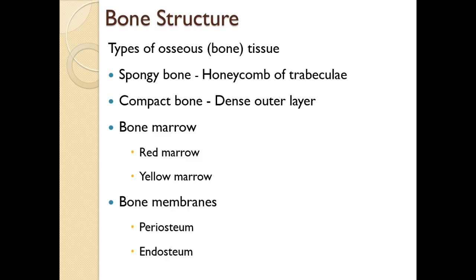So spongy bone versus compact bone. Again, spongy bone has the little spaces, and compact bone is the more dense, solid looking part of the bone. And again, bone marrow is red or yellow in the medullary cavity. And then the membranes of bone are periosteum and endosteum. So red marrow, in children, and we're only talking about in the medullary cavity. In adults, we do have red marrow, but it's mostly in the spongy bone. Okay.